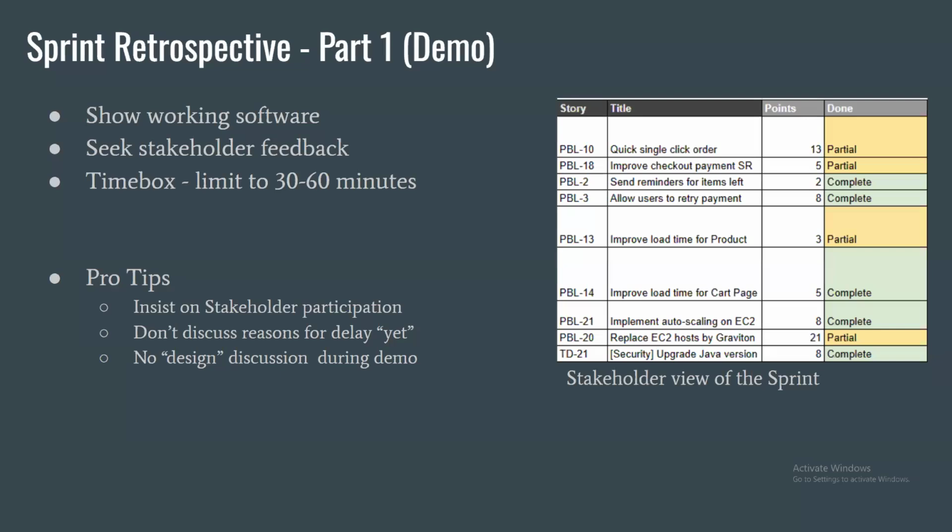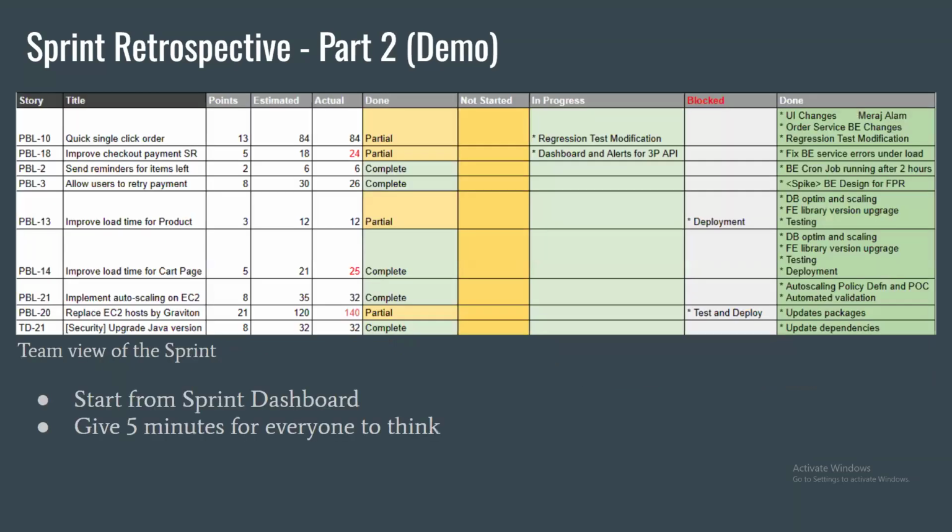Okay, so the sprint demo is strictly about stories which were picked up in the last sprint, and we are presenting what was completed, and we will demo it. Okay, so this is 30 to 60 minutes done. Next, the team will now look at what was completed and what was not completed, and this is purely the retrospective part.